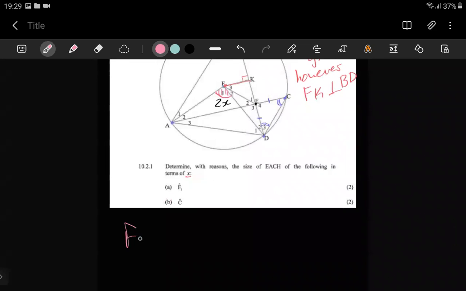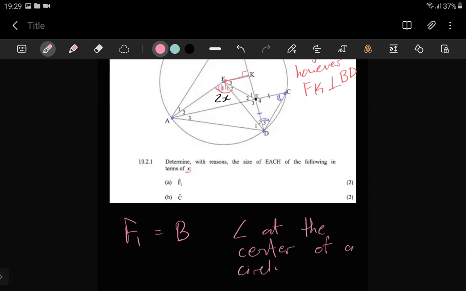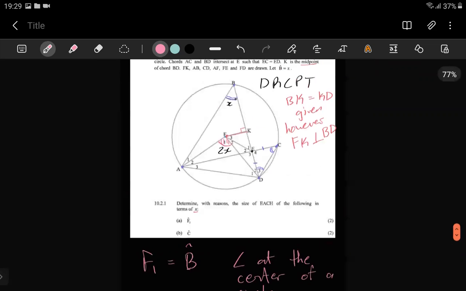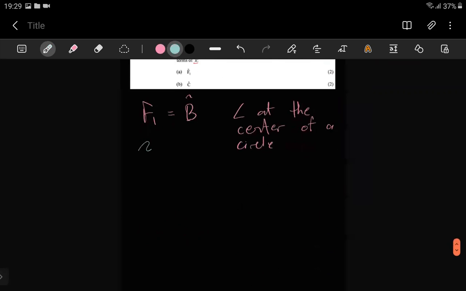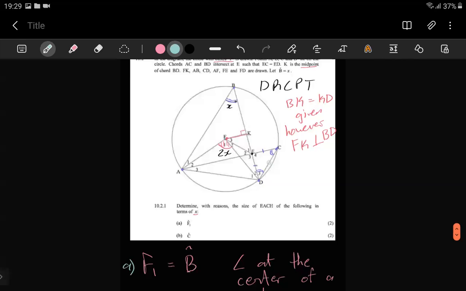So here, F1, we're writing it out as equal to 2B. The reason there is just angle at the center of a circle. There you go. Angle at the center of a circle. Moving on to the next one. What does it have there? So there's A here, there's B here. We're being asked to get angle C.